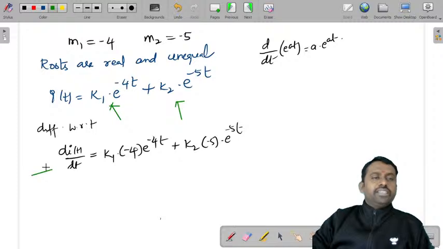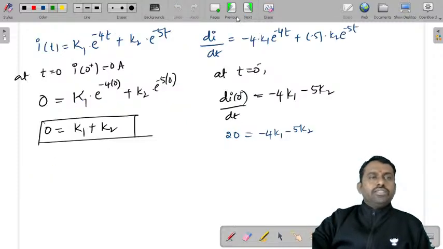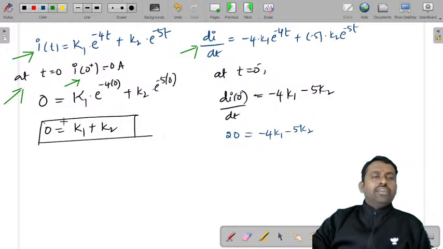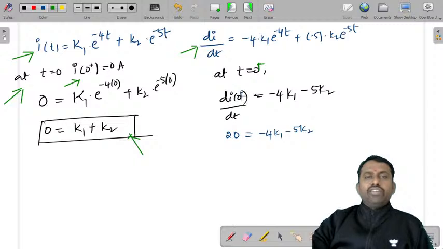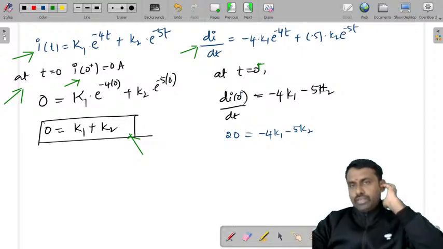So you can differentiate this and write the equations. Then after this we have taken these two. This is I(t) = k1 e^(-4t) + k2 e^(-5t) and this differential term, and we have applied at t = 0. I(0+) is 0, we already know that. From that we got an equation, and for this also at t = 0+ we tried to apply di(0+)/dt. So at t = 0 you'll get di(0+)/dt = -4k1 - 5k2, since e^0 is 1 for both terms.